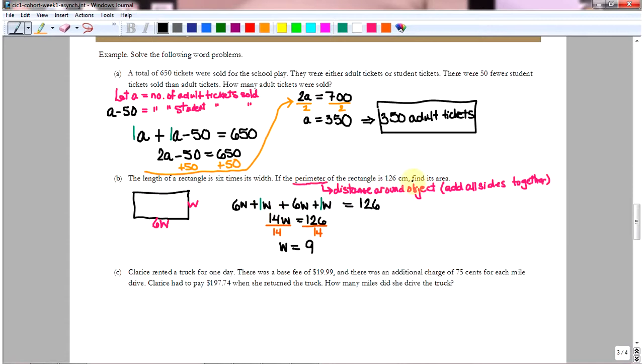We have not. We want to find its area. So how do we find the area of a rectangle? It's the length times the width.